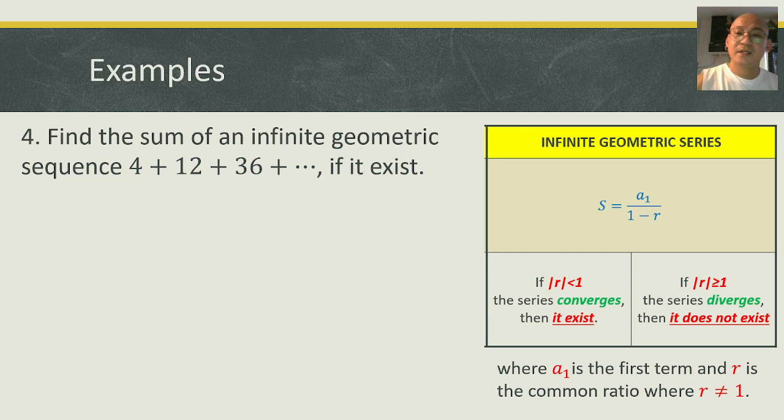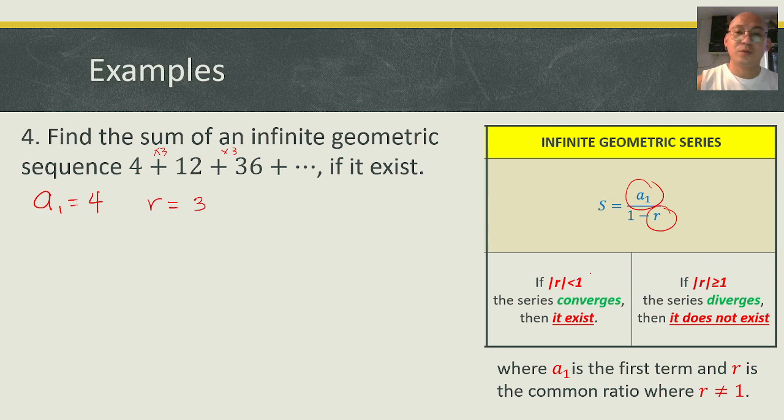We have here the elements that we need, a sub 1 and r. The a sub 1 is 4, and the common ratio is... Observe that we are multiplying 3 on each of the terms, so r is 3.